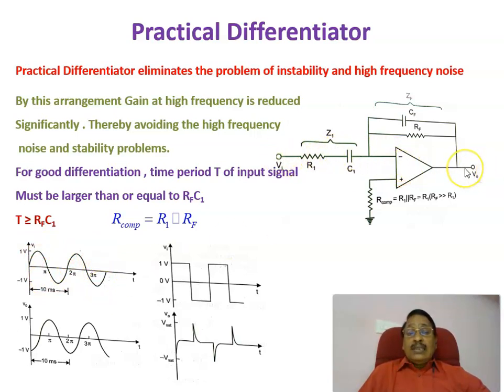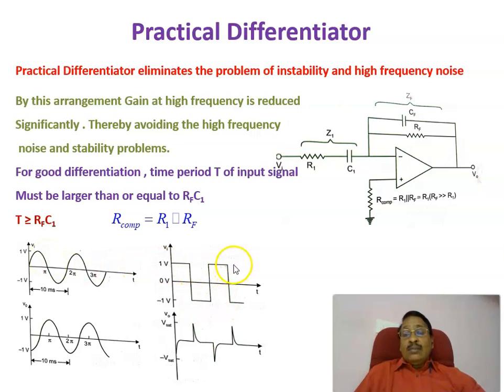For example, here, if you consider a sinusoidal signal given at the input side, the output is basically the derivative of the input. Derivative of sine is equal to cosine. That is why this output is this one. This is the input and the output is a cosine. It's a 90-degree shifted version of the input, and the magnitude is decided by the constant RF into C1. That constant will decide the magnitude of the output voltage. Therefore, if a sinusoidal input is given, you will get at the output a cosine, a 90-degree shifted version of the input.